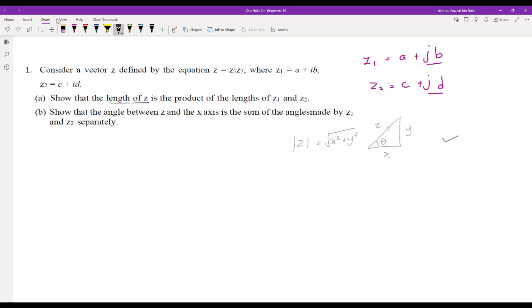But right now they have z1 and z2. So that means z is the product of the length of z1 and z2. The product of the length of z1 and z2 means z1 times z2, so it's equal to z. So that will be the theory, and we need to prove that.